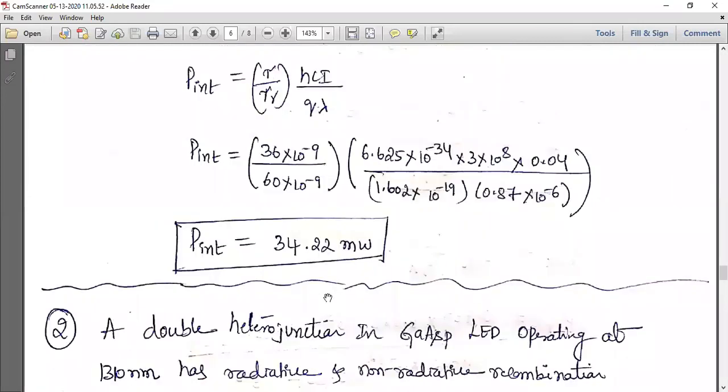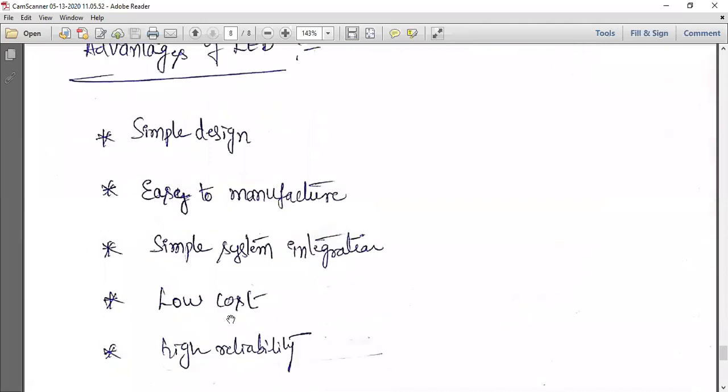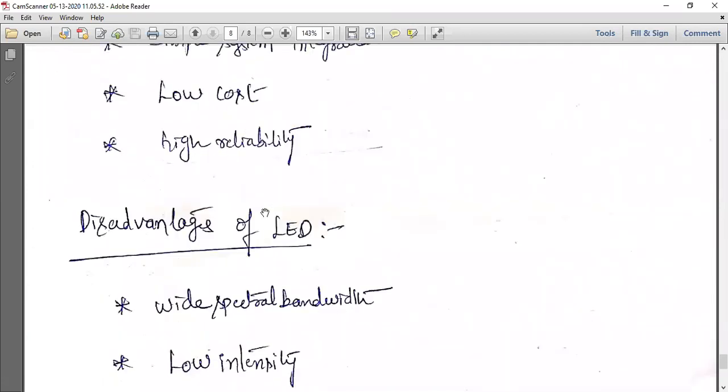Now we are coming to the end of this LED topic. Advantages of LED: simple design, easy to manufacture, simple system integration, low cost, high reliability. But it cannot transmit over a longer distance. The band of light which is generated is narrow, that you should remember.